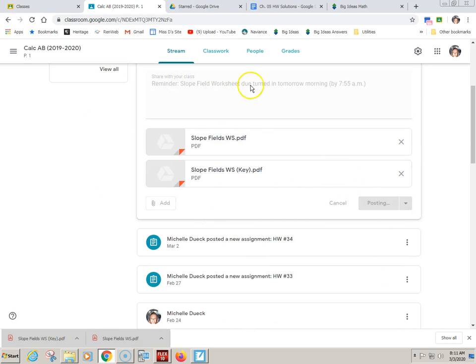So, reminder, slope field worksheet due tomorrow, turned in tomorrow morning by 7:55 a.m. As I said, once again, it's due by the end of the day, but technically giving grace through tomorrow.